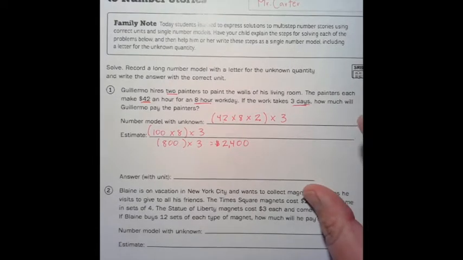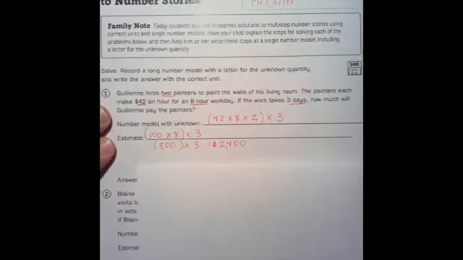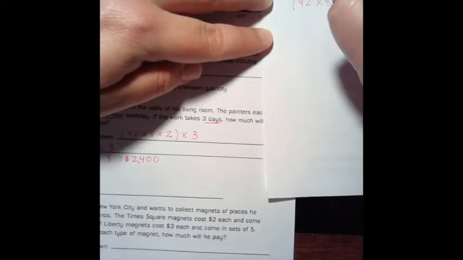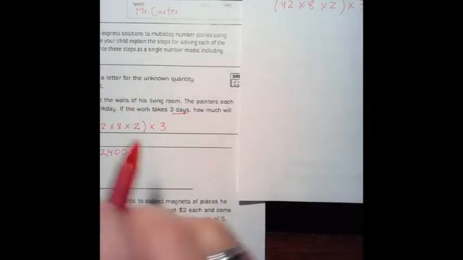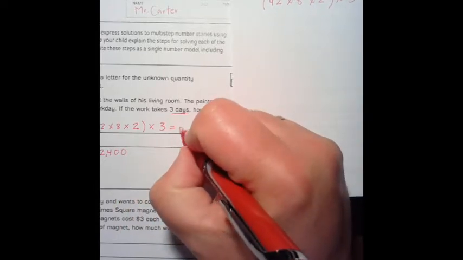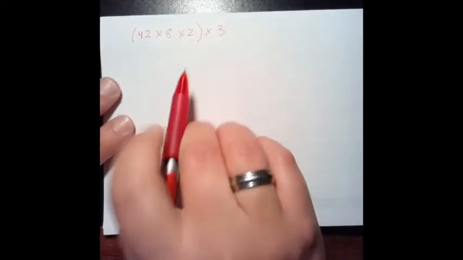Okay, so now they want us to figure out the exact answer. So on another sheet of paper, I'm going to write down what our number sentence was. 42 times 8 times 2 times 3. Oh, they also wanted an unknown quantity, so we've got to put an equal sign here and put our unknown. I'm just going to put the letter P for painters. All right, so let's work that out on this paper here.